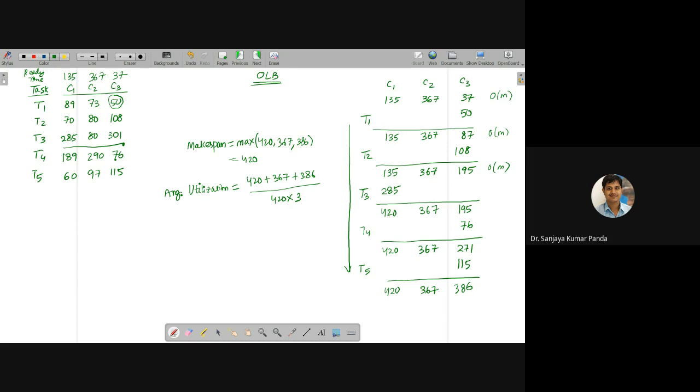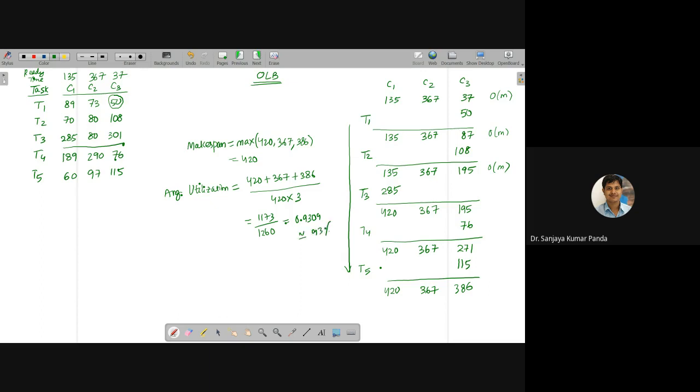So this is 1173 divided by, if you do 420 into 3, you will get 1260. And if I calculate 1173 divided by 1260, I think you are getting 0.9309, or you can say it is equivalent to 93%.